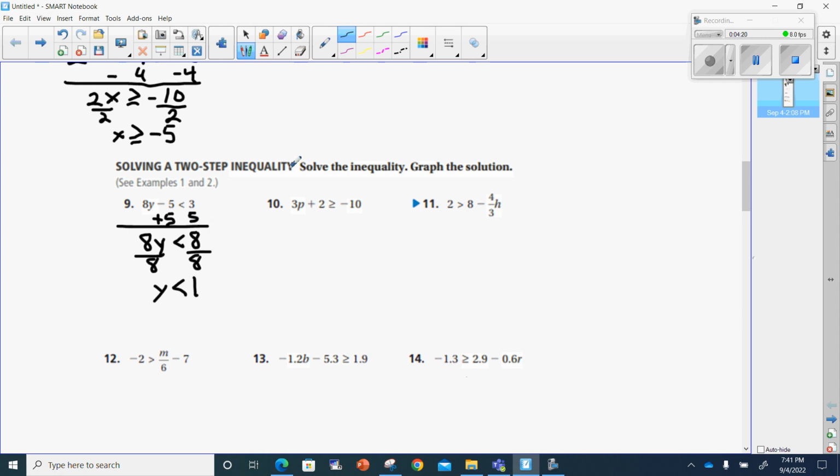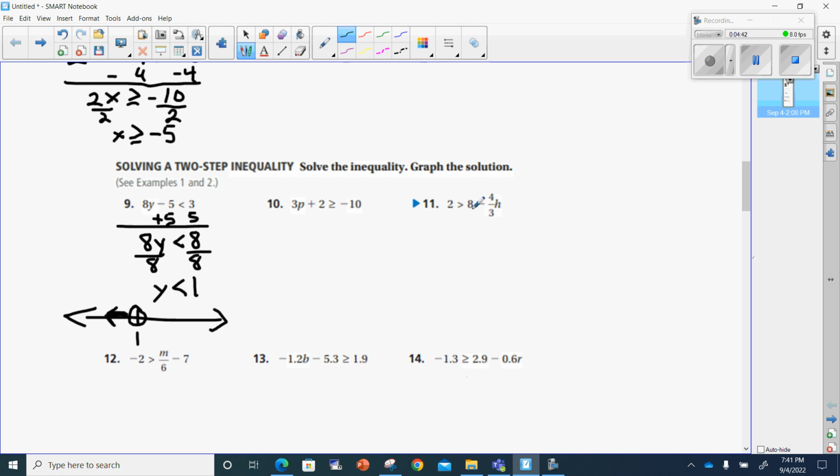Okay? So it does say to graph it. So in this case, I'm going to make a graph. I'm going to put a 1 and put a circle here, not a dot, because it does not equal it. And then, since y is smaller than it, I'm going to point to all the numbers that are smaller. All right, and we got 11 over here.